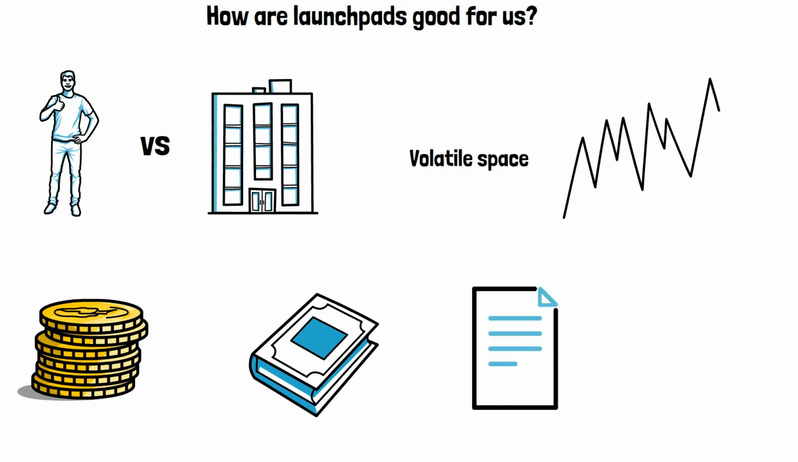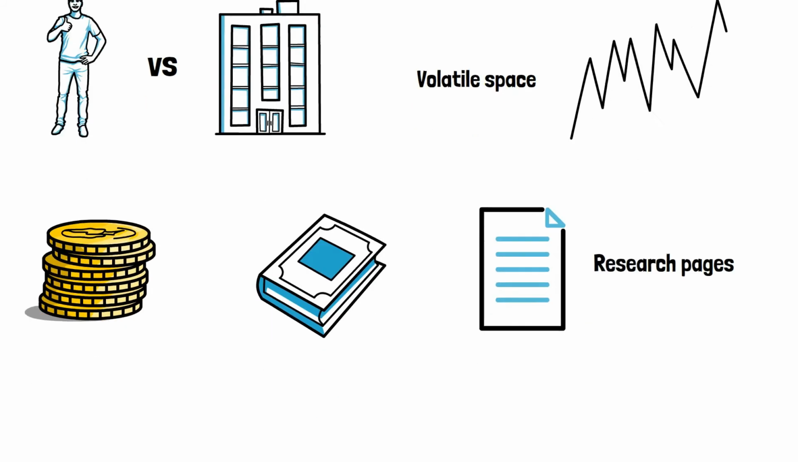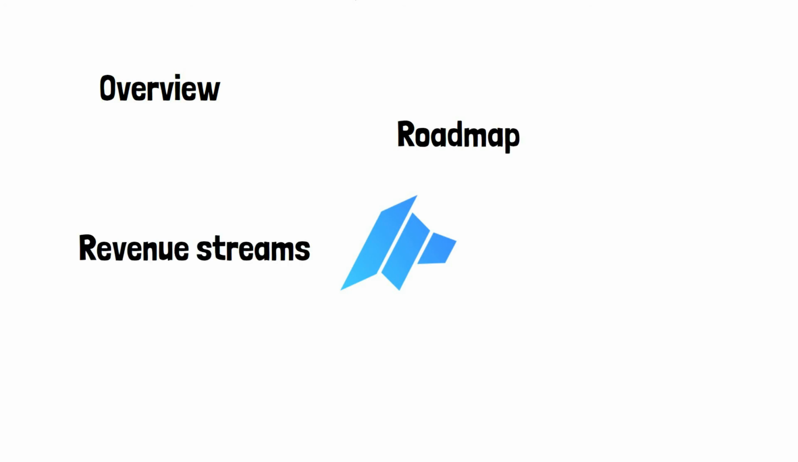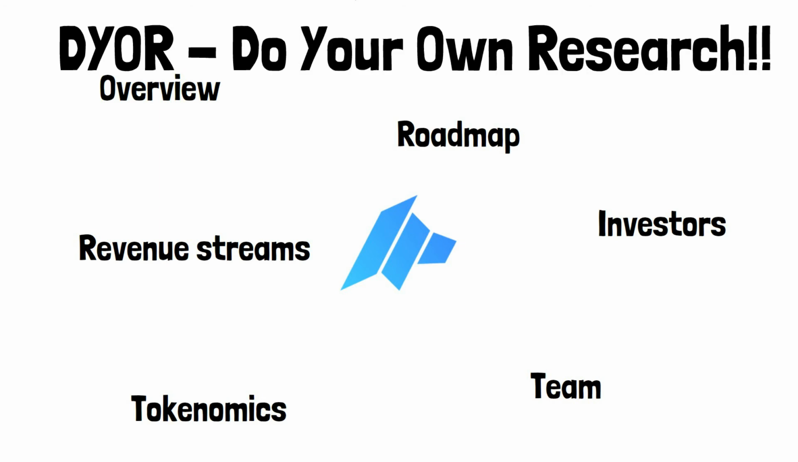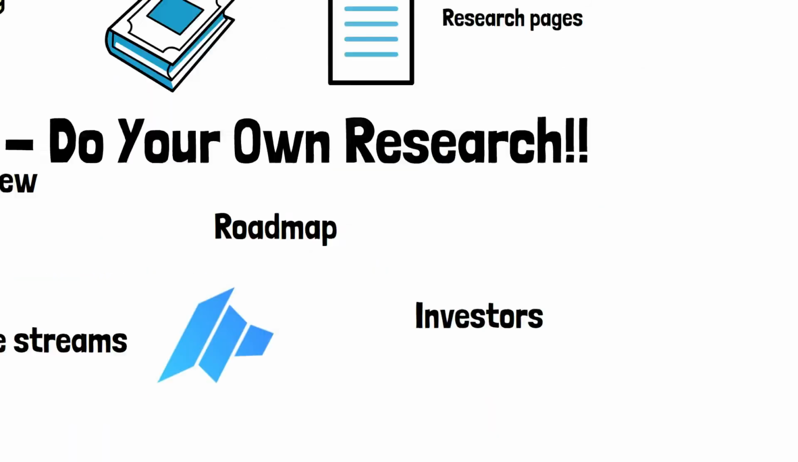That's why it is still ever so important to conduct your own research about the company, like reading the white paper, the history behind the team, and the aim of the company. Some launchpads, like DAO Maker, do have their own research pages on each company, with detailed information such as overview, roadmap, revenue streams, team, investors, and tokenomics. And as great as that page is, it is still important that you do your own research because it develops your skills, and there could be some information that you wouldn't normally see on the research pages.